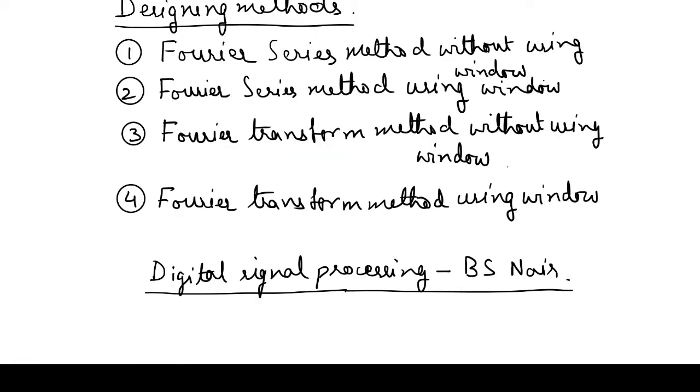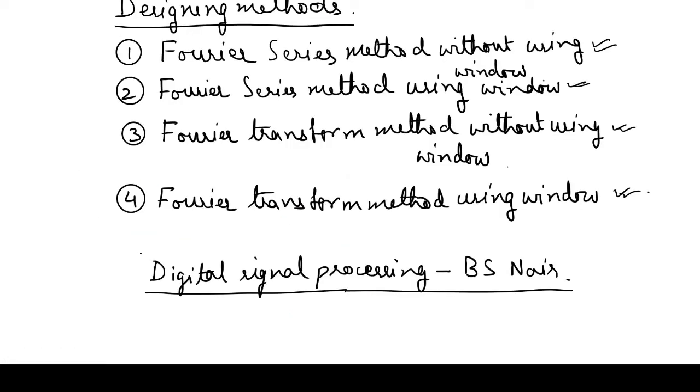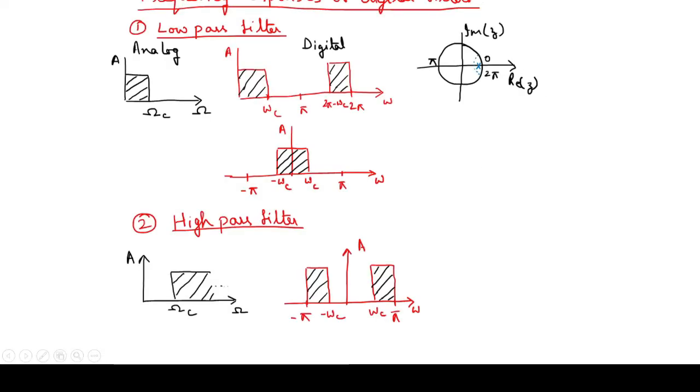Next we have the designing methods: Fourier series method without using window, Fourier series method using window, then Fourier transform method without using window, then Fourier transform method using window. This will be studied in the next class, and all these things I will be covering from the book Digital Signal Processing by BS9.